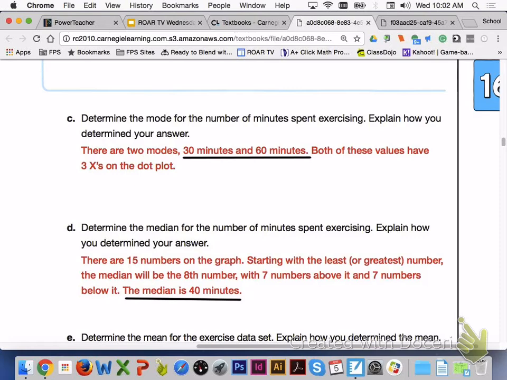For letter C, there are two modes, 30 minutes and 60 minutes. Both of these values have 3 X's on the dot plot. For letter D, there are 15 numbers on the graph. Starting with the least or greatest number, the median will be the 8th number with 7 numbers above it and 7 numbers below it. Again, we have to make sure that our data is in numerical order. So the median is 40 minutes.